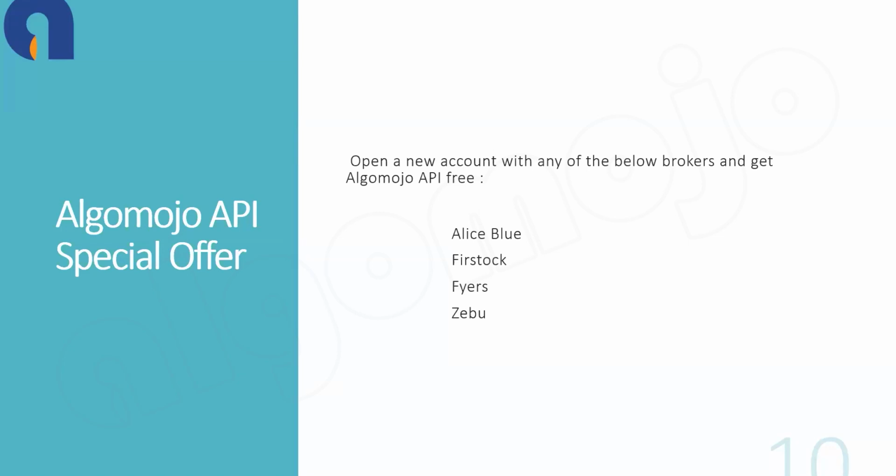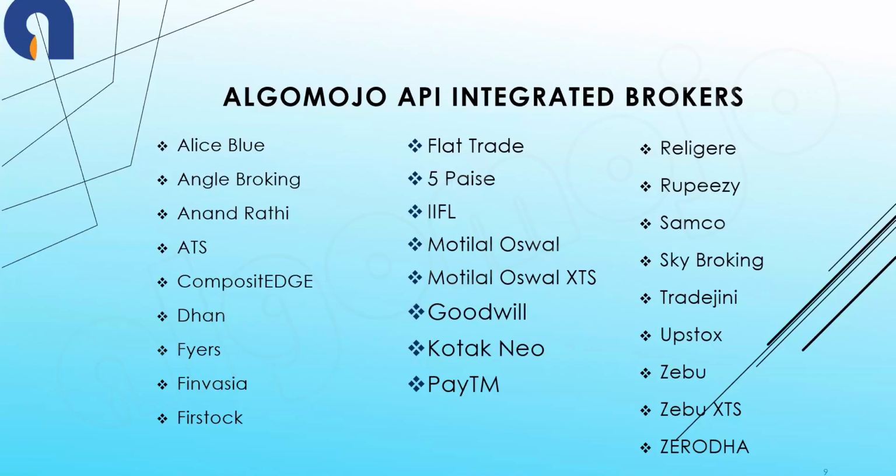Okay. So if you open an account with any of these four brokers, all four, and want to avail the facility, you can use that. There's no limitation in terms of how many brokers you can choose. You can have all these accounts open using Algomojo in all these four brokers, Alice Blue, First Stock, Fyers, and Zebu, and get the APIs free. Or if you're looking at any other brokers, then after the trial period, you will need to take the subscription.